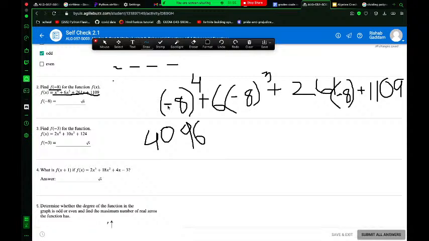Okay, so even if you have a negative or a positive number, it doesn't really matter when you have even exponents.